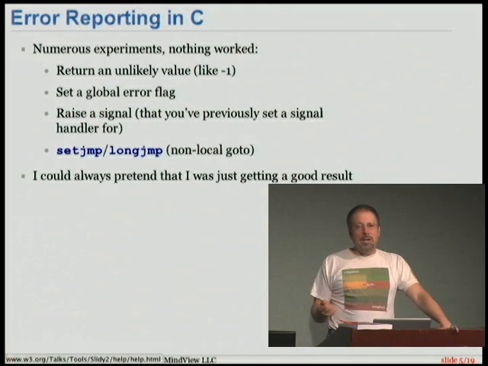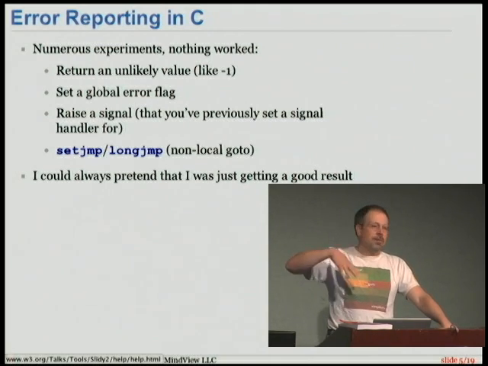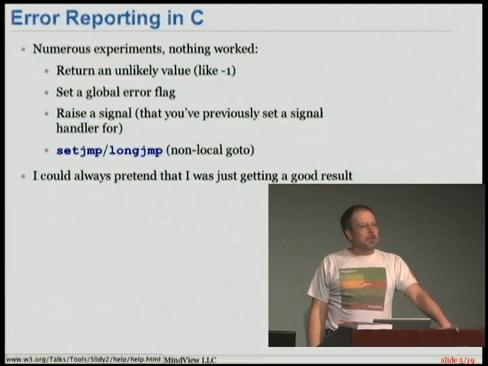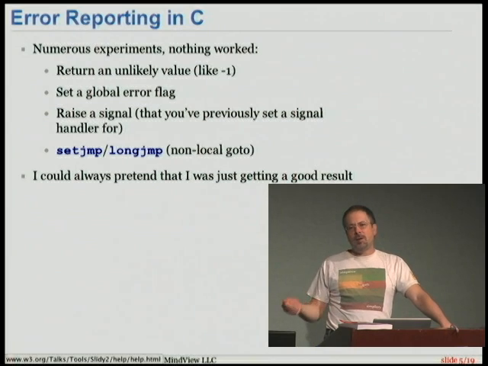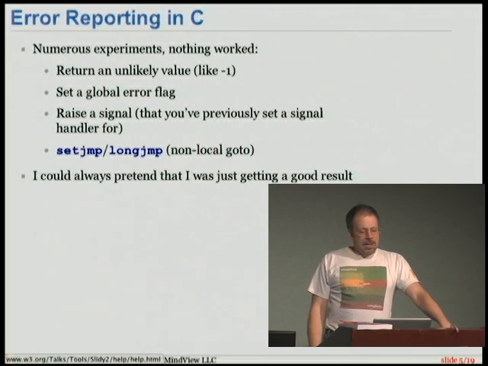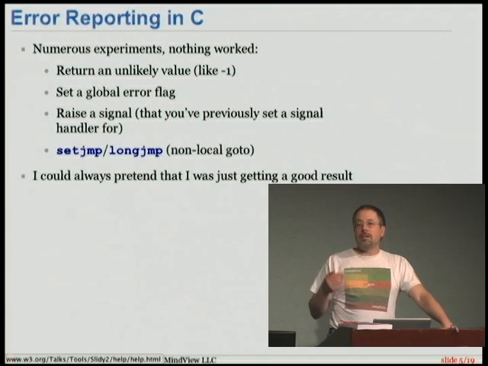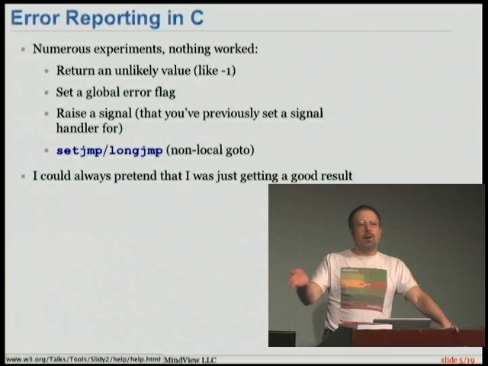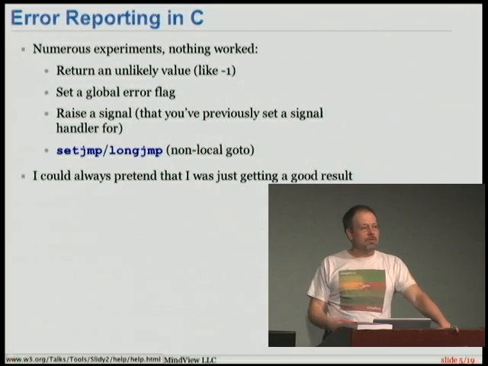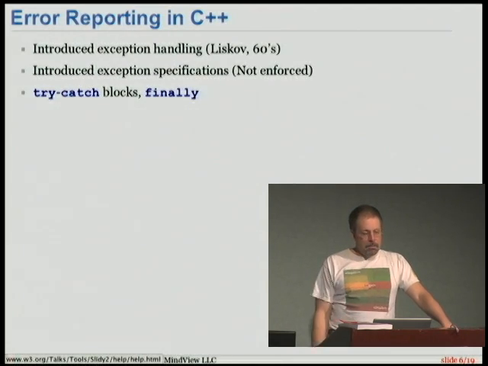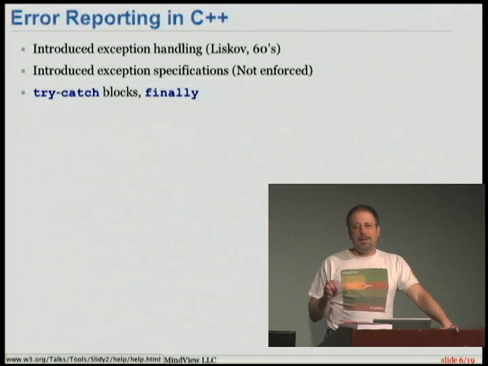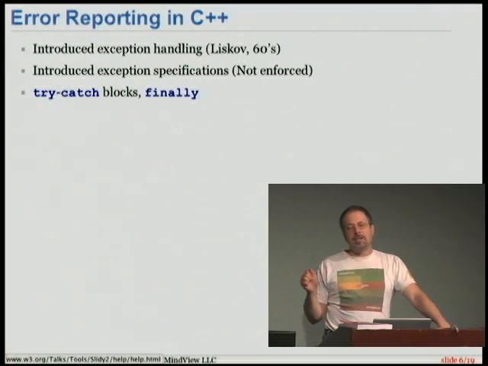There's a signaling mechanism. If you set a handler, you could raise a signal. Most people thought that was too complicated, so they didn't do that. And then there's the idea of a non-local goto, the setjmp and longjmp mechanism. None of these really worked, and in this case I could just pretend that I'll call the function and it'll give me what I'm looking for, and I don't really have to worry about whether the result is good or bad.